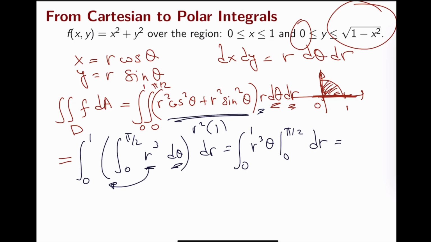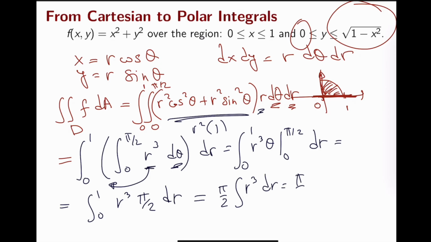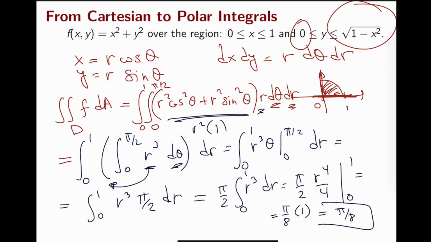dr. We do the evaluation. This is the integral from 0 to 1 of r cubed times pi over 2 dr. We take the numbers outside, and this is pi half times the primitive, the integral of r cubed dr. And so the primitive of r cubed is r to the 4th over 4, evaluated between 0 and 1. So we have here pi over 8, and so the evaluation of r to the 4th between 1 and 0 is just 1, and so the final answer is pi over 8.